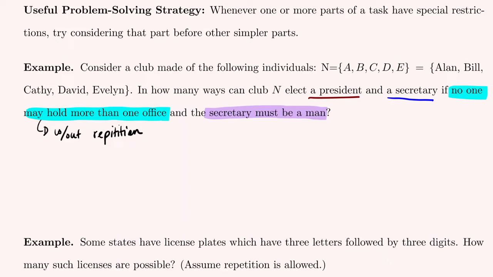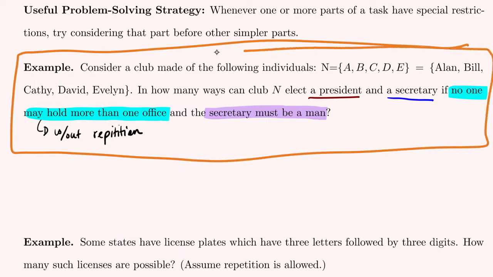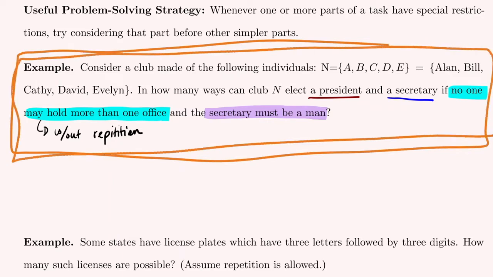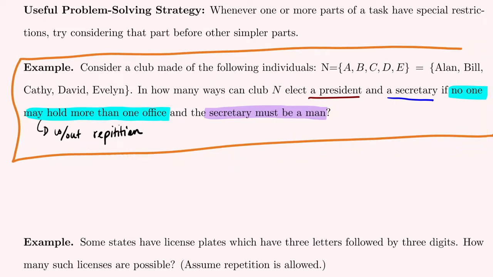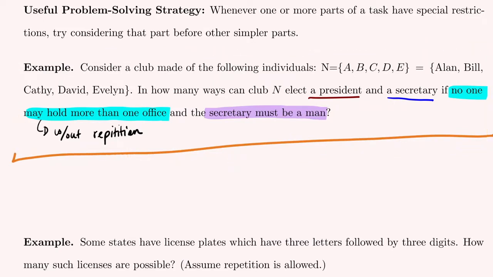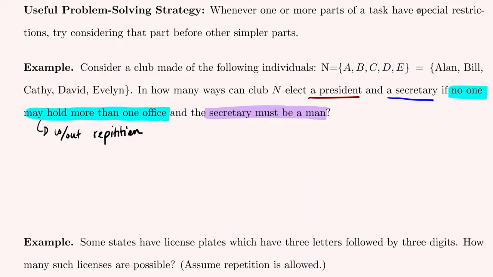Now, with that in mind, what do you think is the extra restriction we have in this problem? Take a moment to read through it again if needed. The special restriction in this problem is that the secretary position cannot go to anybody in the club. There is a restriction based on how this problem's phrased that the secretary position must go to a man.